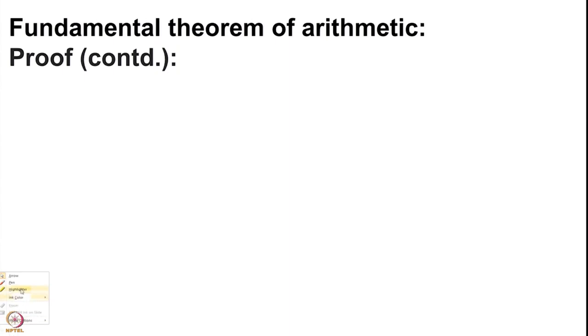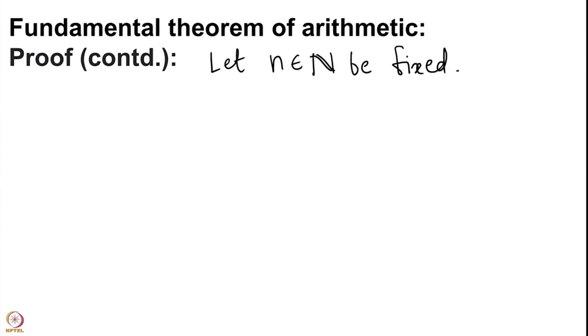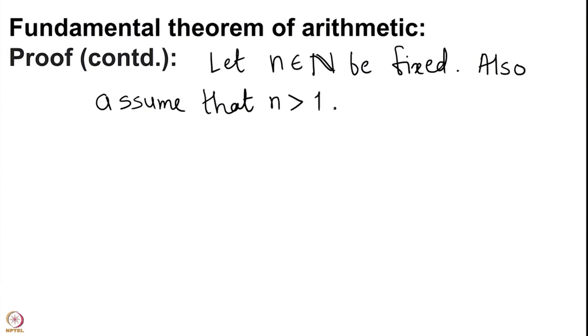So let n in N be fixed. We fix a natural number n. Now there are two possibilities. Either, so we also assume that this n is bigger than 1. So there are only two possibilities. n may itself be a prime, or it will have a prime factor. Okay, so we have already seen that every integer n bigger than 1 has to have a prime factor. If n itself is not a prime, it will have a non-trivial prime factor, a prime p which is not equal to n.